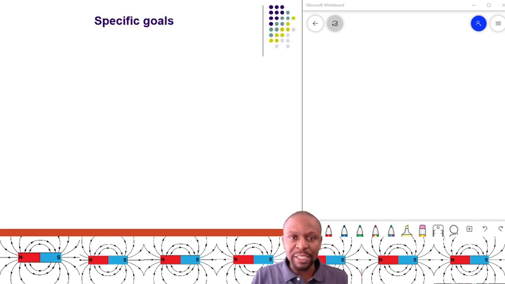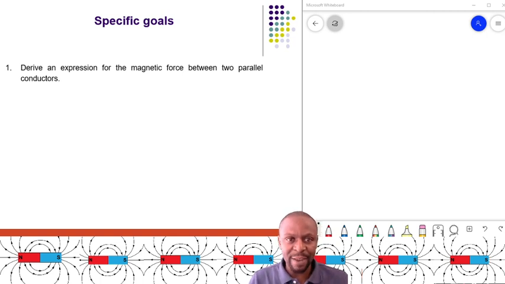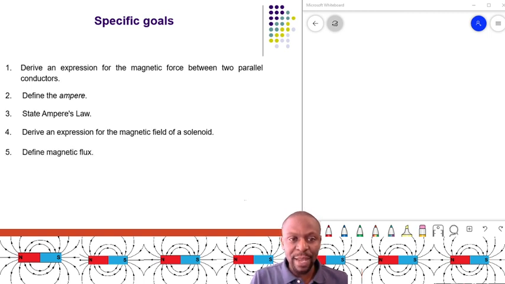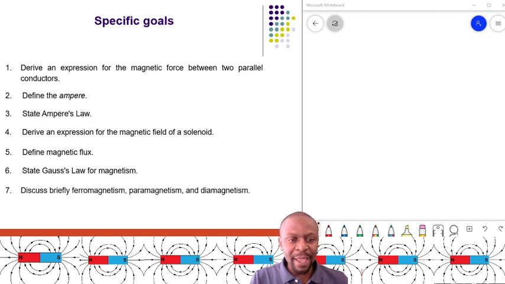All right. Now, after doing this chapter, you will be in a position to derive an expression for the magnetic force between two parallel conductors, and you will also be able to define the ampere, state Ampere's law and derive an expression for the magnetic field of a solenoid, define the magnetic flux, and state Gauss's law for magnetism, which is nothing else but just zero. You'll also be able to differentiate between ferromagnetism, paramagnetism, and diamagnetism. And of course, lastly, you will be able to solve problems related to the above concepts.